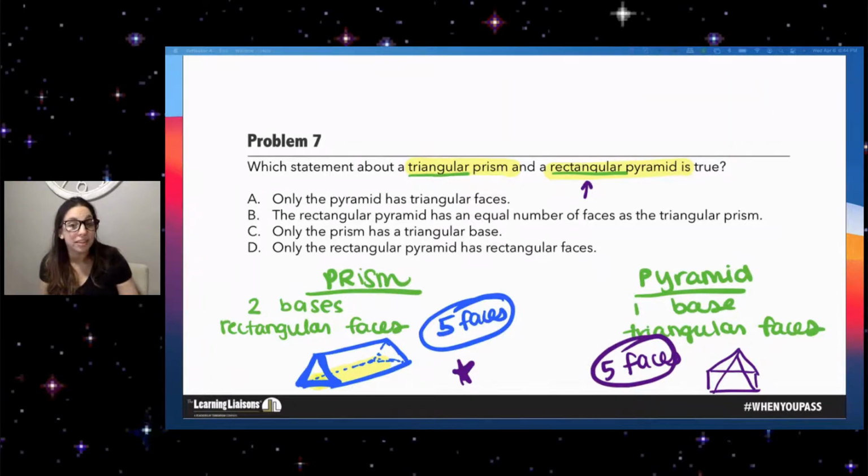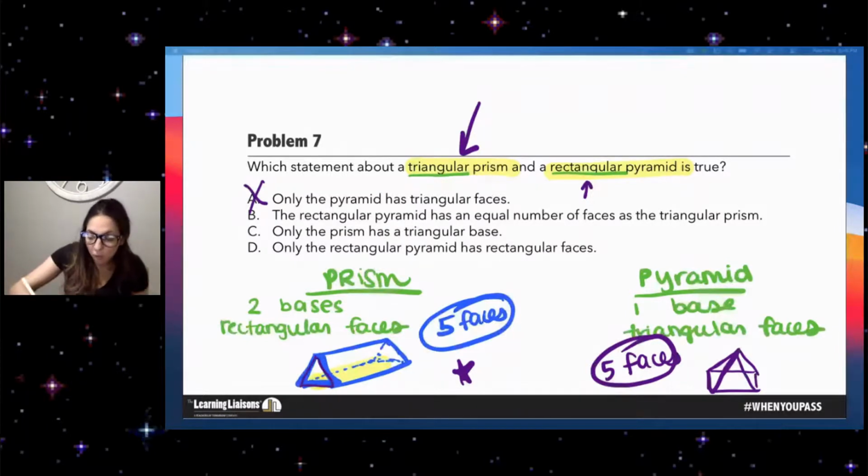So let's take a look at the answer choices. A, only the pyramid has triangular faces. True or false? Only the pyramid has triangular faces. That's not true. The pyramid has triangle faces, but so does this prism because it's a triangular prism. So that is not true. B, the rectangular pyramid has an equal number of faces as the triangular prism. That's true. We just figured out that they each have 5.